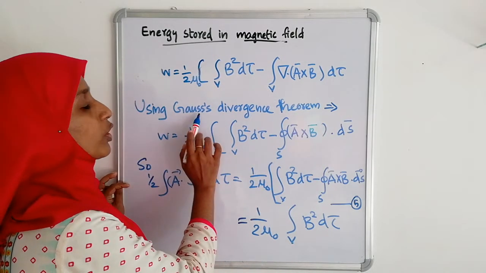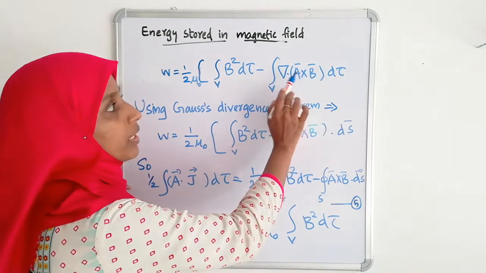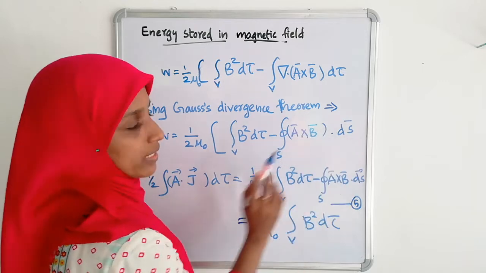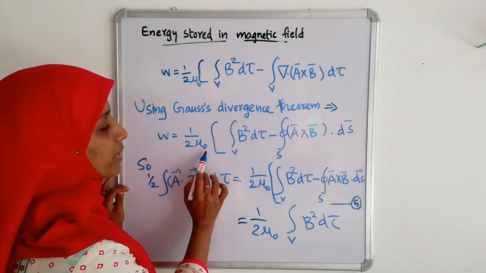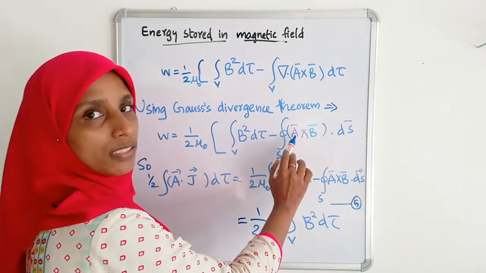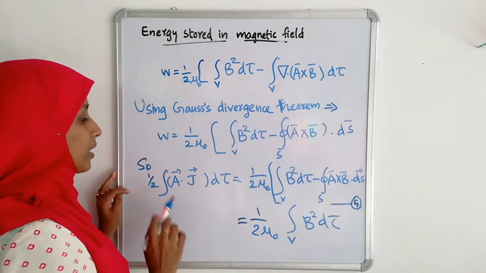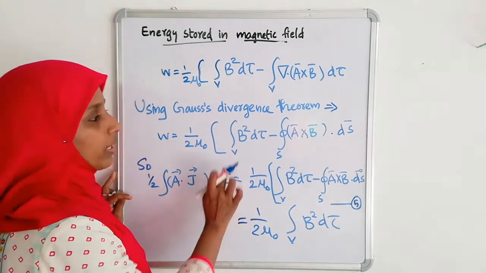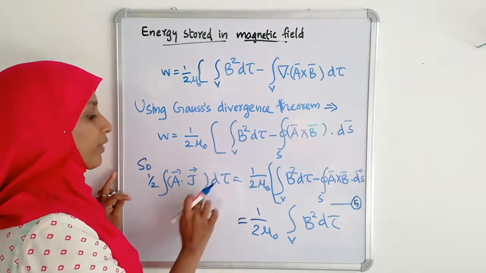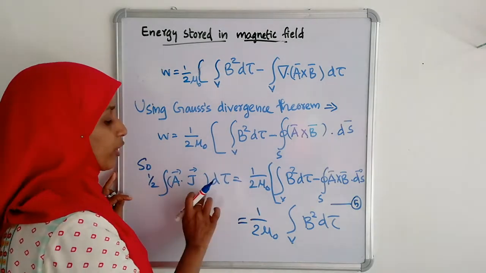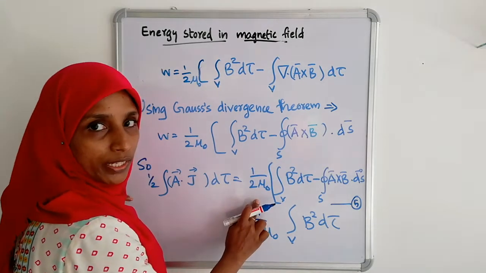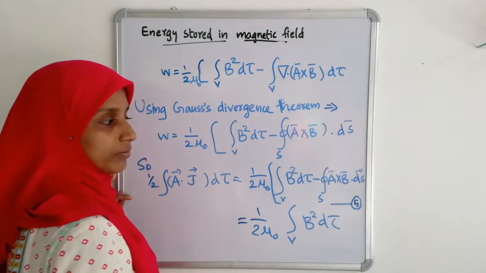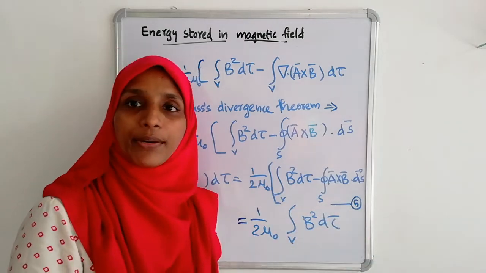When we apply Gauss's divergence theorem on the second term, the volume integral del dot A cross B d tau changes into the surface integral A cross B dot ds. So this equation will be 1 by 2 mu 0 volume integral B square d tau minus surface integral A cross B dot ds. As we know, W is equal to 1 by 2 integral A dot J d tau, and also W is equal to this. So we can write 1 by 2 integral A dot J d tau is equal to 1 by 2 mu 0 volume integral B square d tau minus surface integral A cross B dot ds. Consider this as equation number 5.